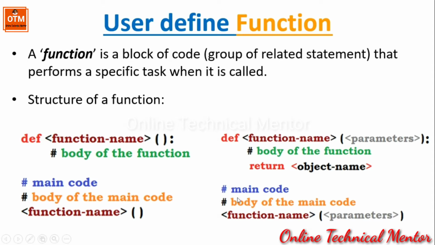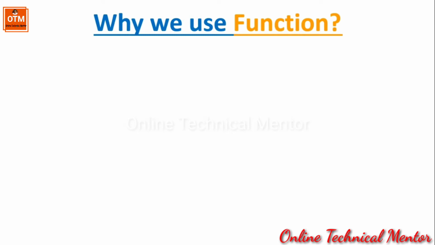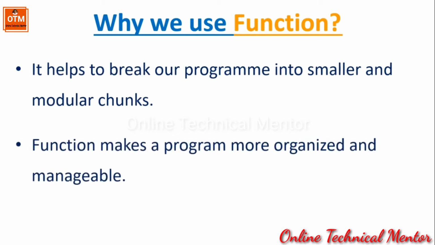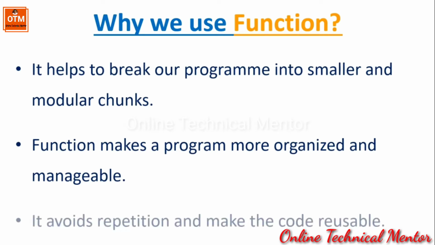Now the main code will be the same as before, main code, body of the main code, and from main code we are calling the function name, and this time we have to send some parameters or values to the function. So when the control goes to that function, it must have some provision to accept values from the main code. Now why do we use function? What are the advantages of function? It helps to break our program into smaller and modular chunks. Function makes a program more organized and manageable. It avoids repetition and makes the code reusable.